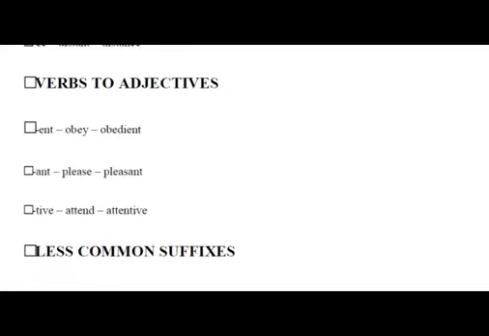Verbs are converted to adjectives by adding suffixes. Obey is a verb and just adding ent to that, obedient is an adjective. See, an obedient student.